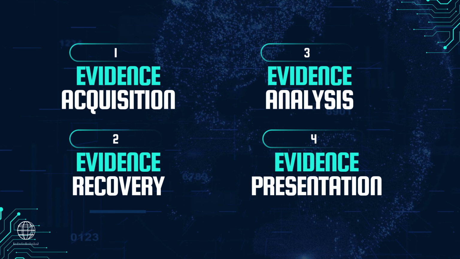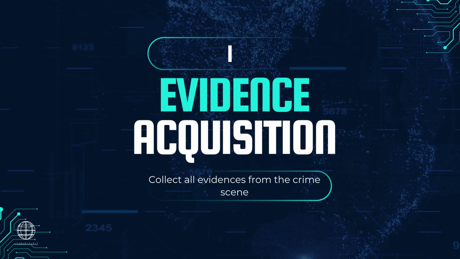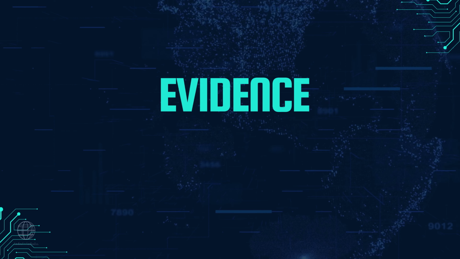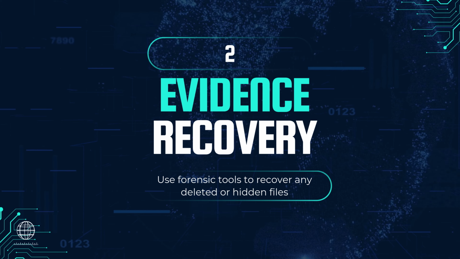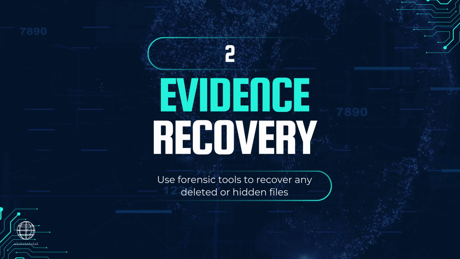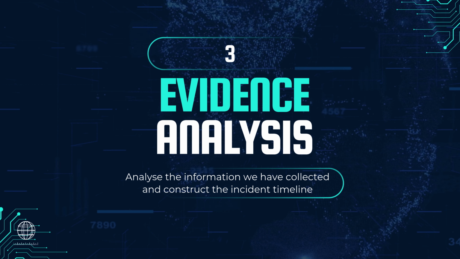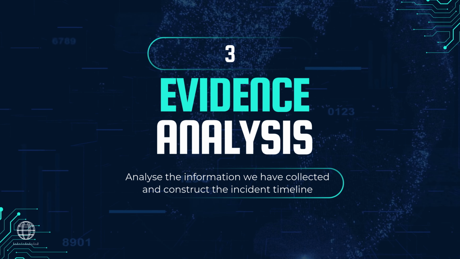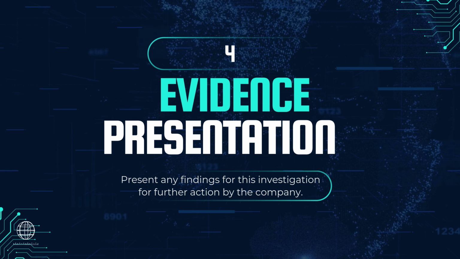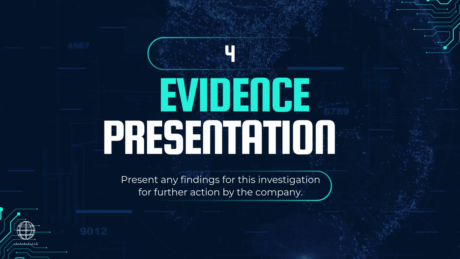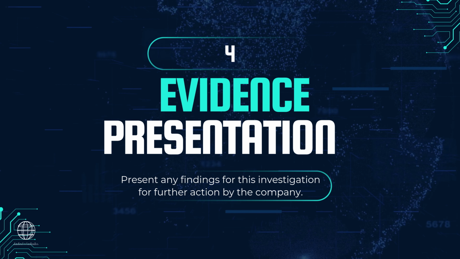So here are the main phases to focus on. Number 1 is evidence acquisition. In this phase, we collect all related evidence from the suspect. Number 2 is evidence recovery. In this phase, we use special forensic tools to recover all files, including the deleted or hidden. Next phase is evidence analysis. In this phase, we analyze the information that we have gathered and construct the incident timeline. And lastly is evidence presentation. In this phase, we are expected to present the findings of this investigation for further action by the company.